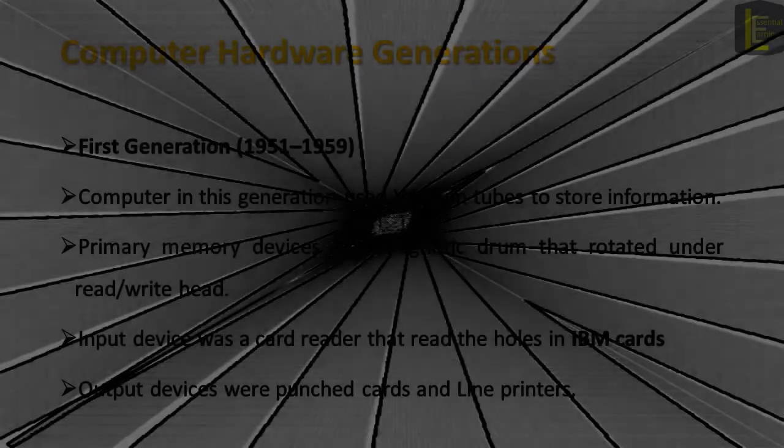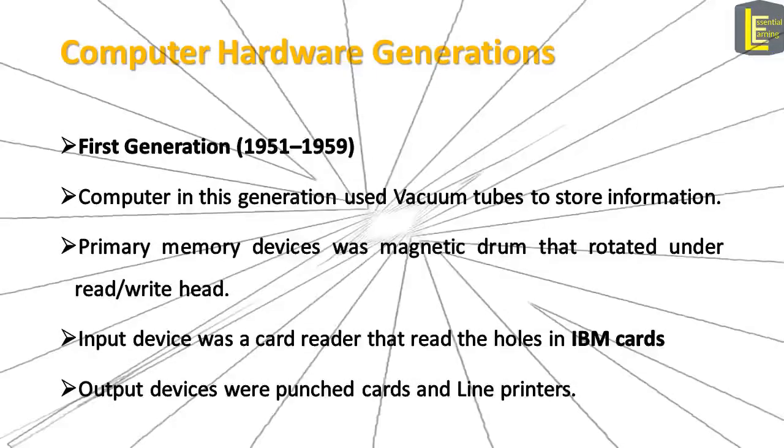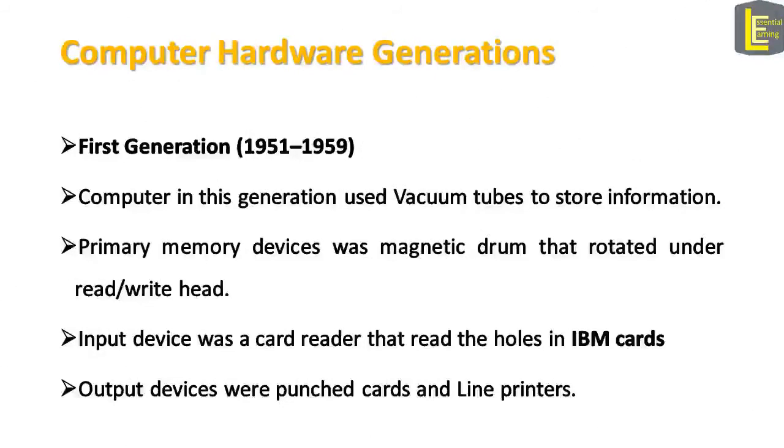In the 1950s, the first commercial computers were introduced. This was the first generation of modern computers, which started from 1951 to 1959. Computers in this generation used vacuum tubes to store information. The primary memory device was a magnetic drum that rotated under a read or write head.